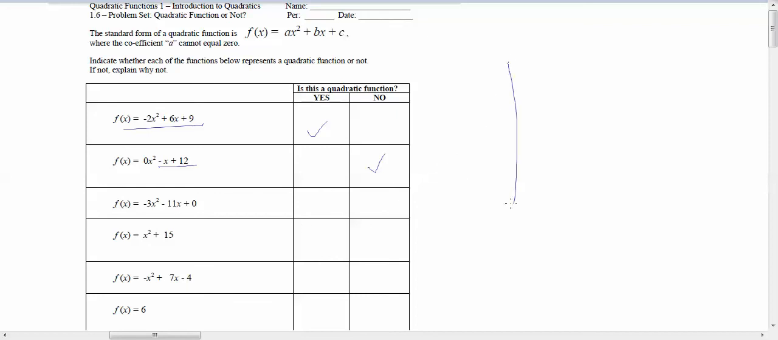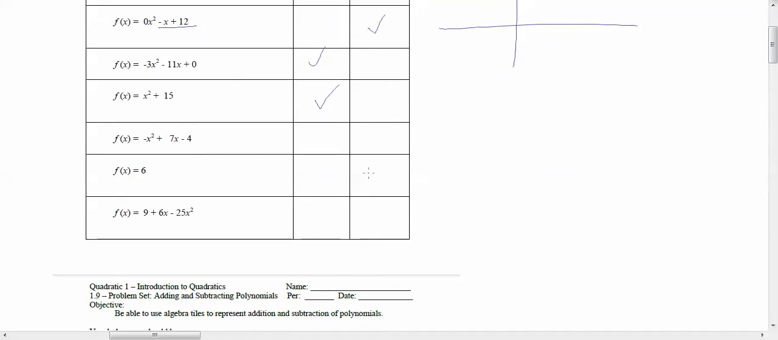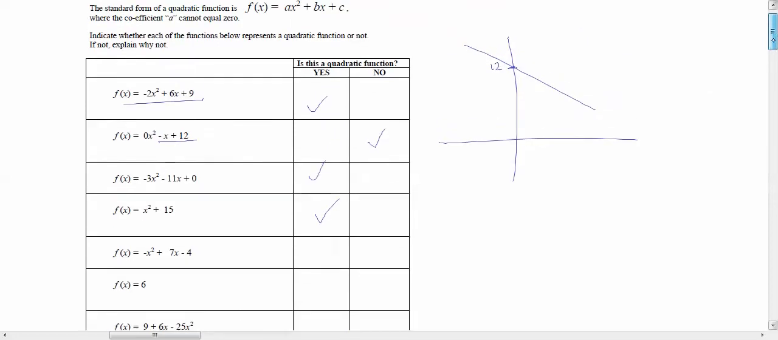In fact, I could graph that for you. It would be a slope of -1 and an intercept of 12. So I go to 12 and I go down like that. That's -1. Boom. That's the graph of that. This is a linear function. This is not. I mean, I'm sorry. I apologize. This is a quadratic.